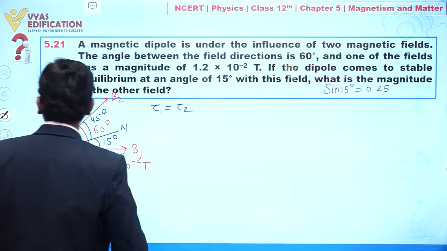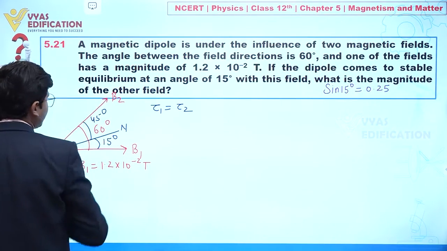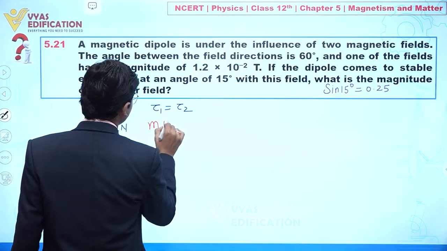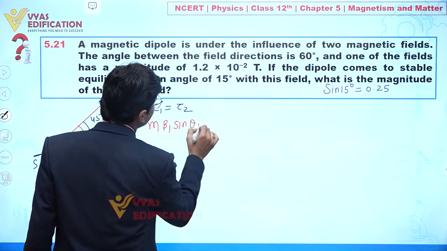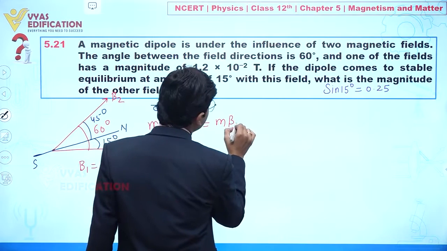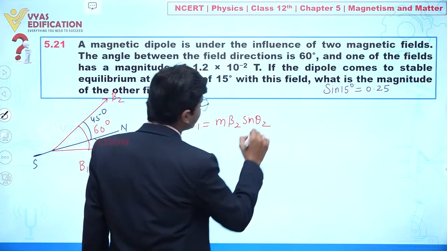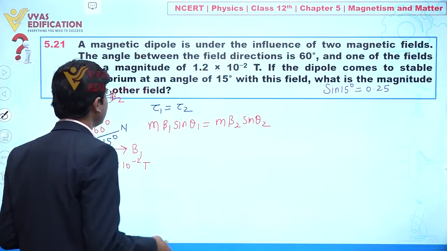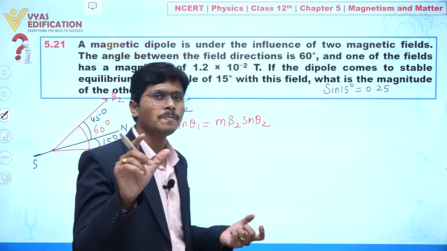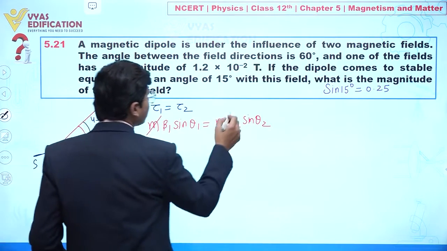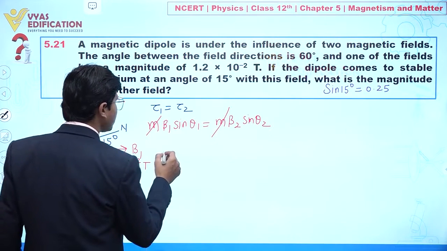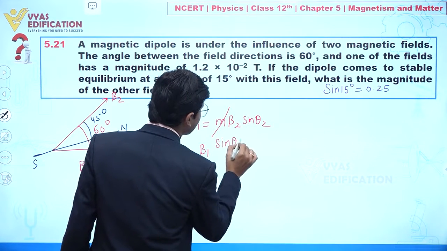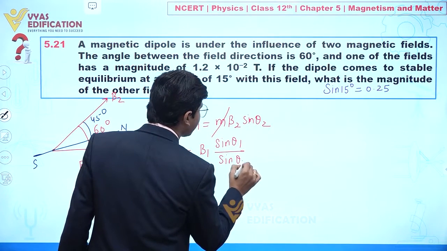Clear? So from here I can write like this, tau 1 equal to tau 2. So we can see magnetic moment M B1 sin theta 1 should be equal to M B2 sin theta 2. Clear? No information is given regarding M, and because this is related to a single magnetic dipole, M will remain the same. Clear? So from here you can calculate the value of B2. This is given by B1 sin theta 1 divided by sin theta 2.